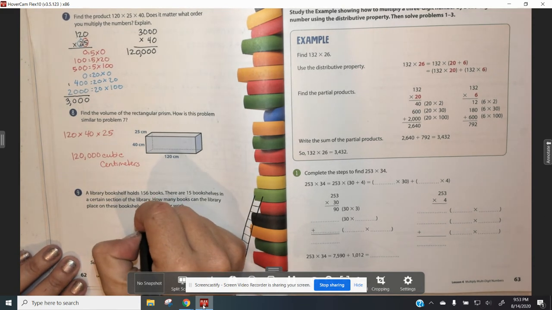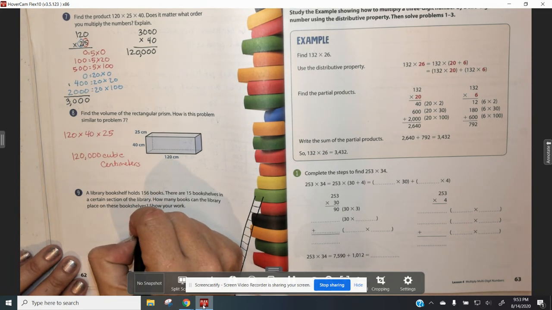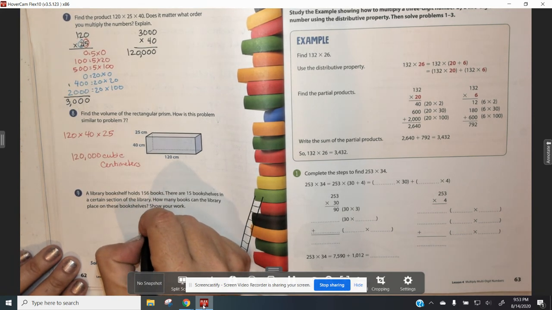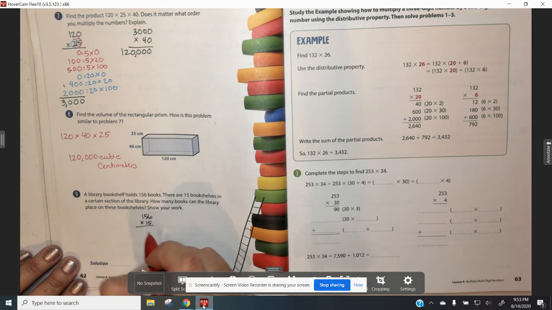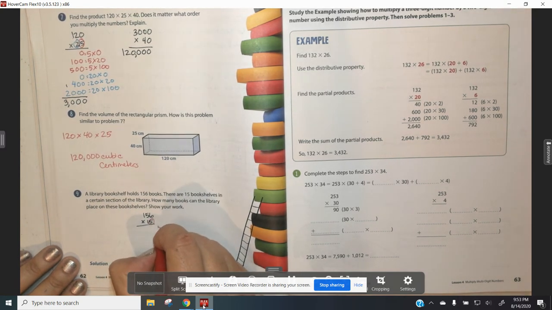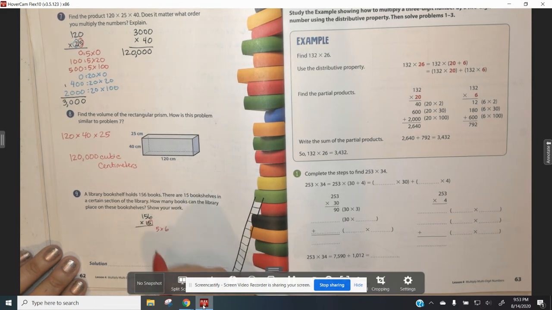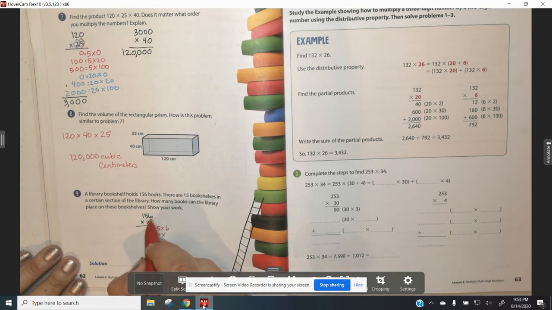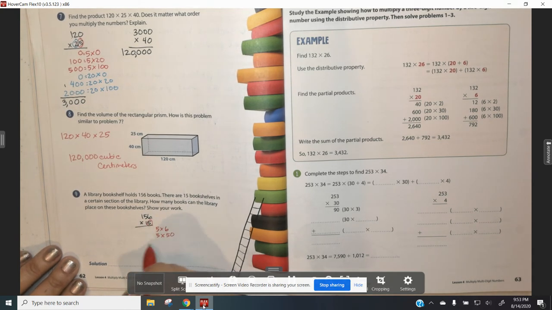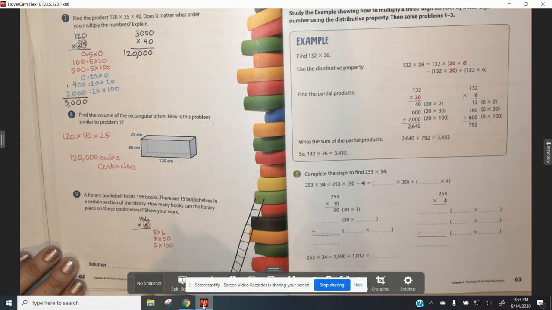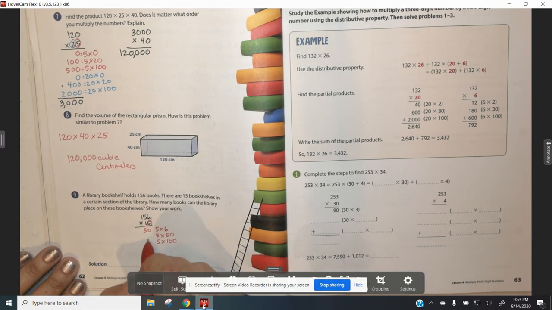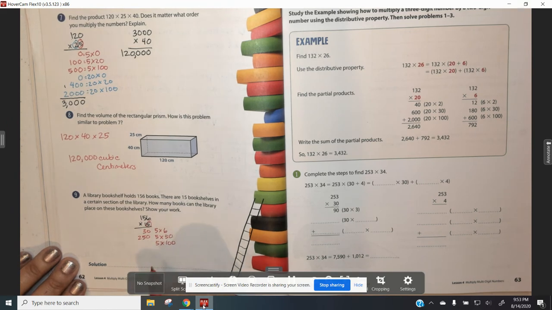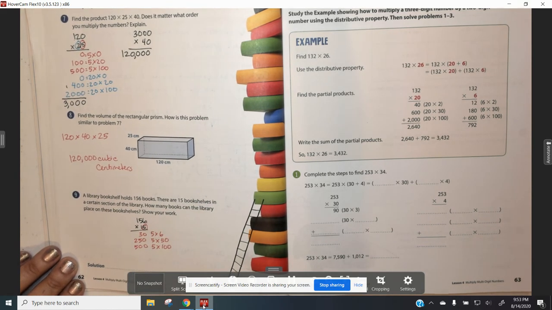All right. So we have 156 times 15. First I'm going to look at the 5 and say, okay, 5 times my 1s is 6. 5 times my 10s is 50. And then 5 times my hundreds is 100. And then I'm going to solve each of those partial products. 30, 250, 500.